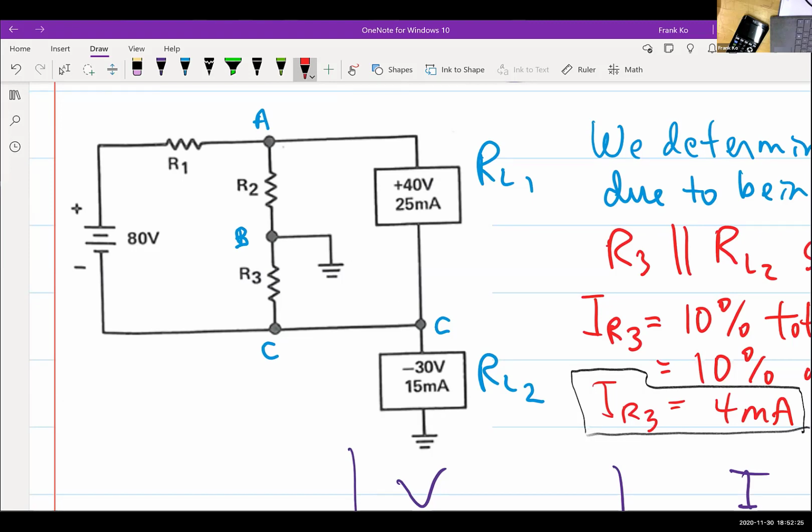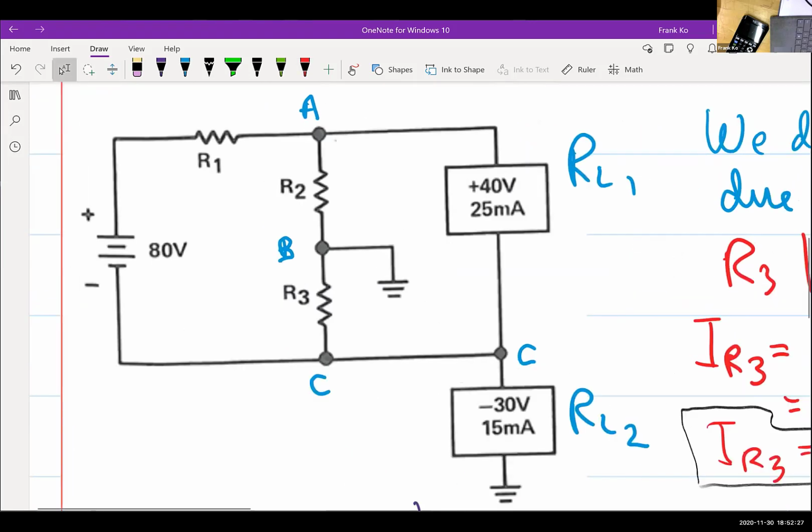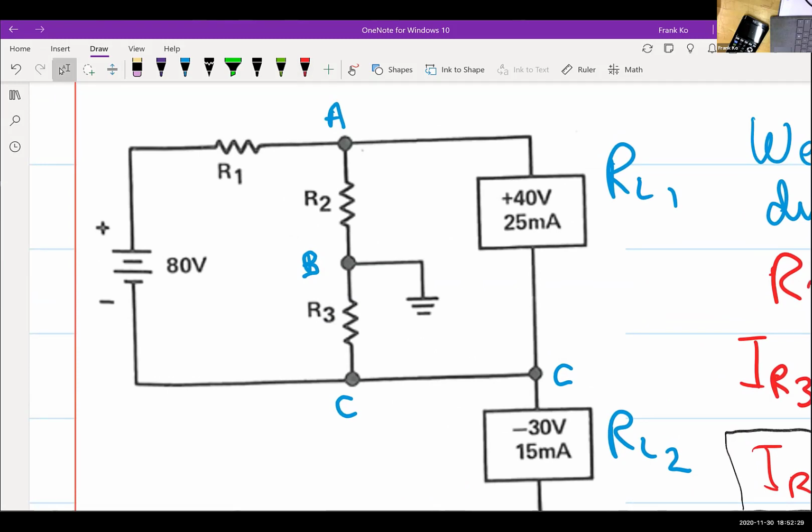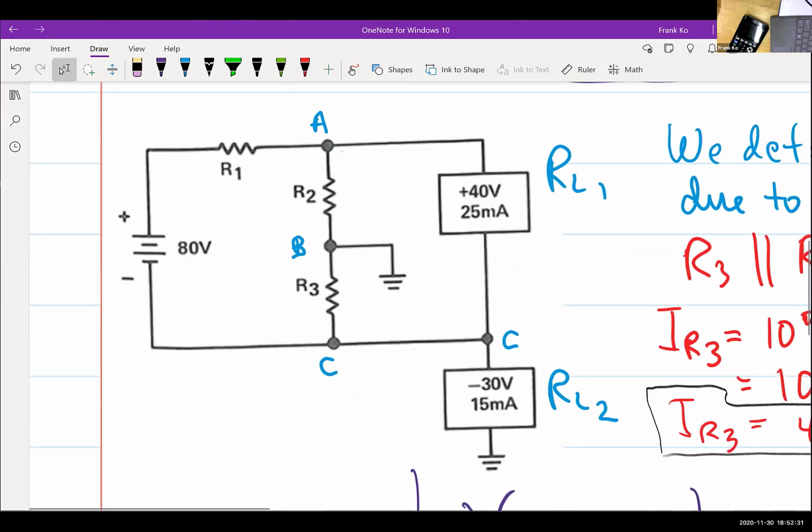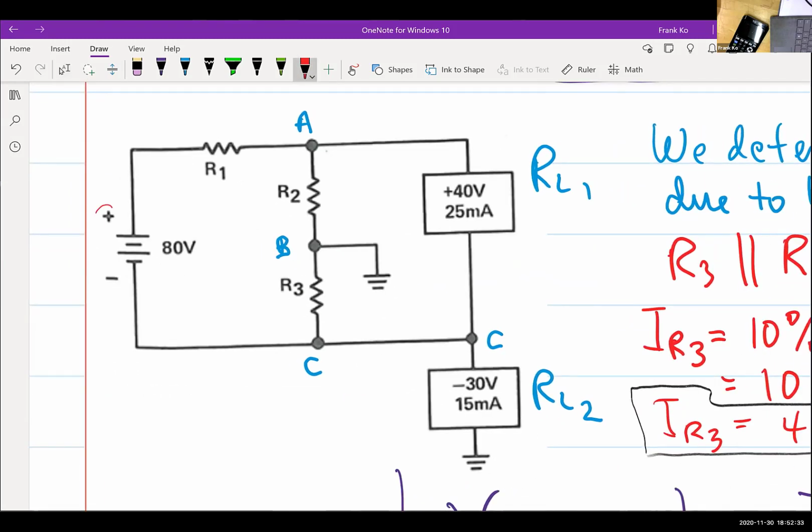Let's go ahead and start by polarizing this schematic. If I go to polarize this schematic, I have positive on the top and negative on the bottom of my 80 volt source, correct? This side, the left side of R1 right here has what polarity, Sarah?